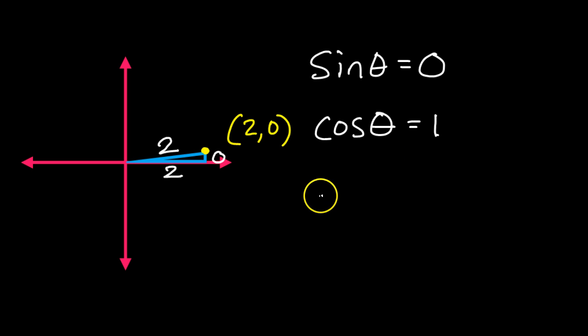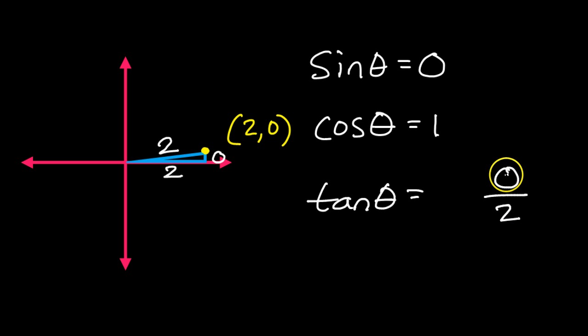All right, what about the tangent? Tangent is opposite over adjacent, so that would be 0 over 2. But 0 divided by anything is just 0.